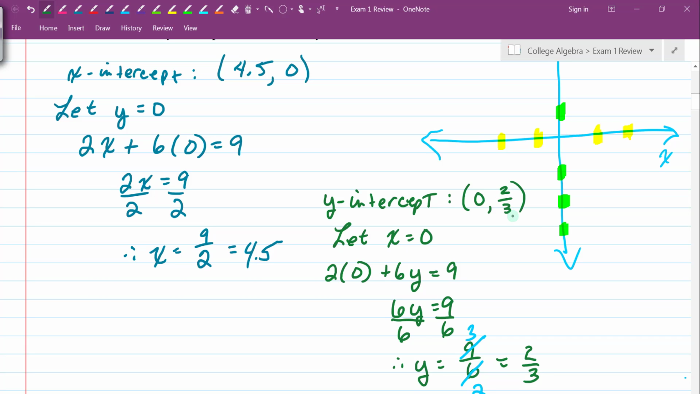And if I wanted to graph that, I could. The problem doesn't ask me to, so I'm not going to spend the time doing that right now. But in order to graph a straight line, all we have to do is know 2 points. We know our x-intercept is 4.5 and 0. We know our y-intercept is 0 and 2/3. So we can now graph it if we so chose.